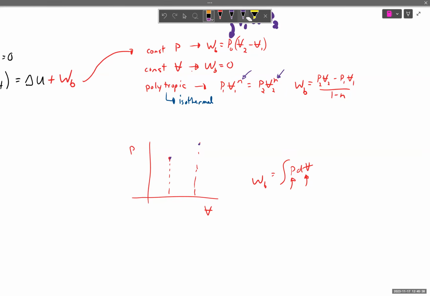And the last case is that special case of polytropic where N equals 1. And when N equals 1, really what that's saying is that my temperatures are equal to each other. So it's isothermal. And all that means is that now instead of being PV to the N, it's just PV equals PV. So that's what's relating our two states together.